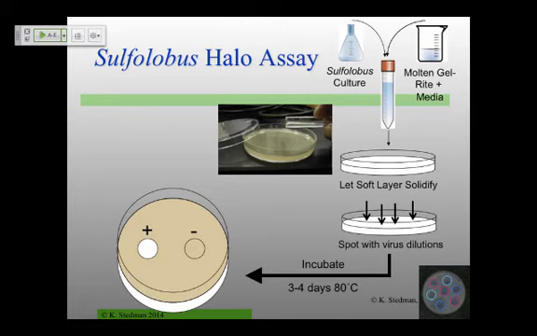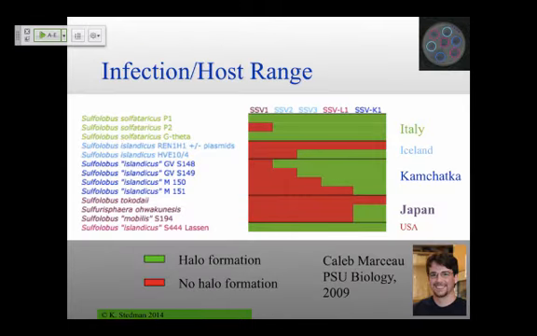So we've done this for lots of different isolates. And again, to make a long story short, this is Caleb Marceau's honors thesis working in my lab. Remember those two predictions we had? Viruses from one place either are going to infect local hosts really well or different hosts really well. Well, it turns out neither is really true.